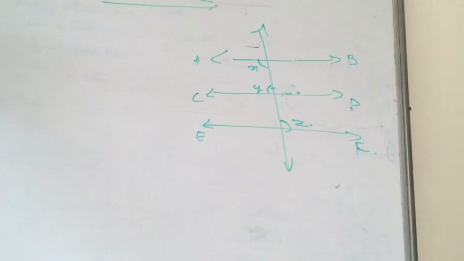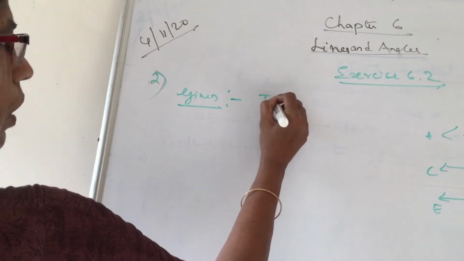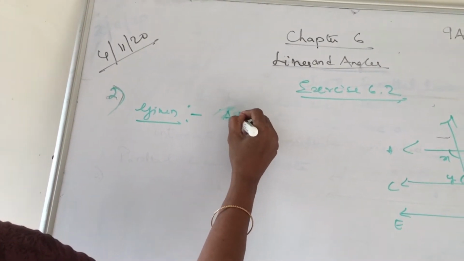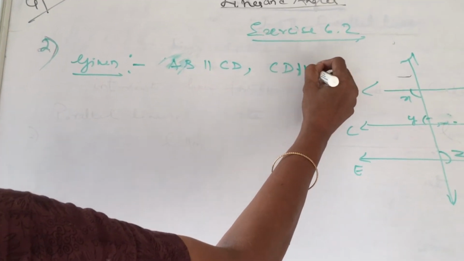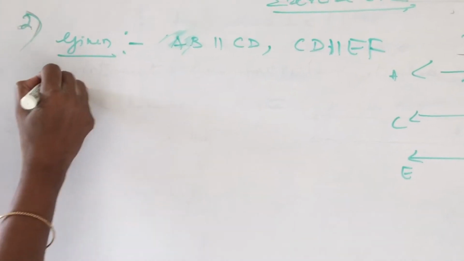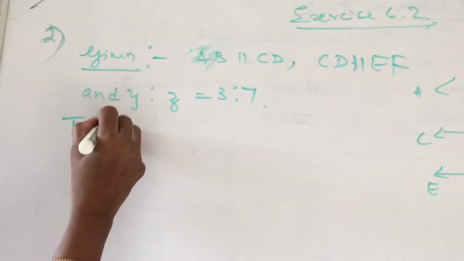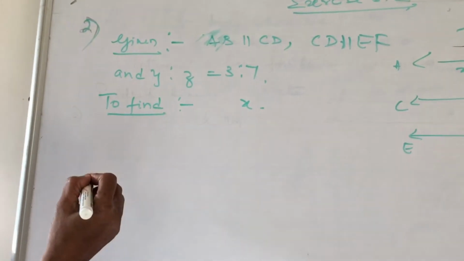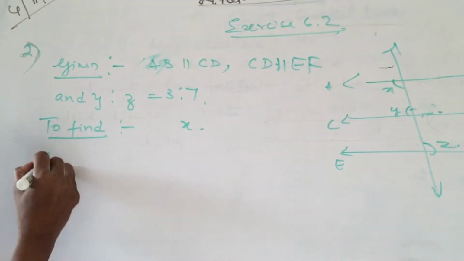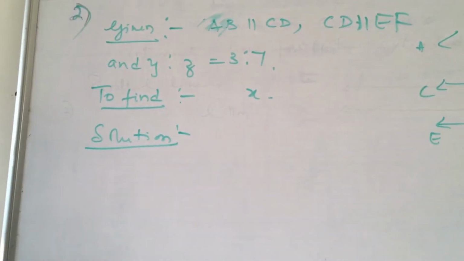Remember, children, geometry means always write what is given. AB parallel to CD, CD parallel to EF, and Y:Z is equal to 3:7. What to find, children? X. Yes. Solution. These are numerical sums, children, so we have to write it as solution.